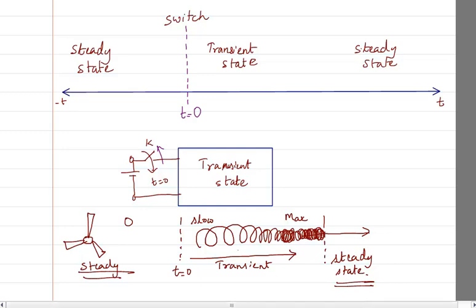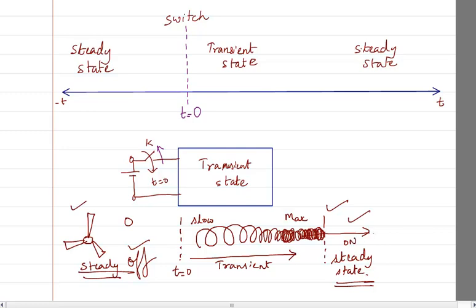Why? Because here the fan is continuously remaining off and here the fan is continuously rotating at the same maximum speed. So it is steady, it is stable. That is the meaning of steady state. Steady state does not mean that whatever is the condition here, that same condition will be followed here. No. Here the fan is switched off and here it is switched on.